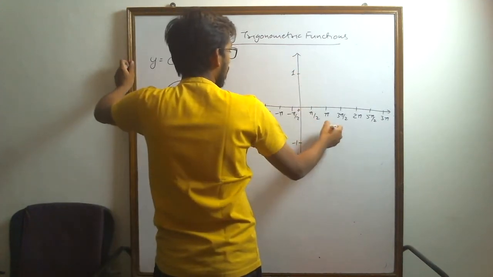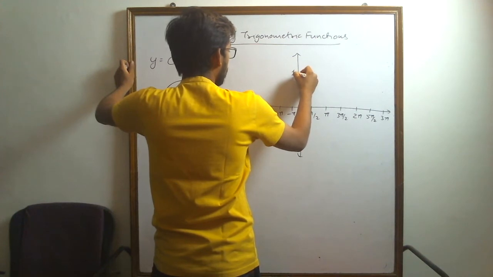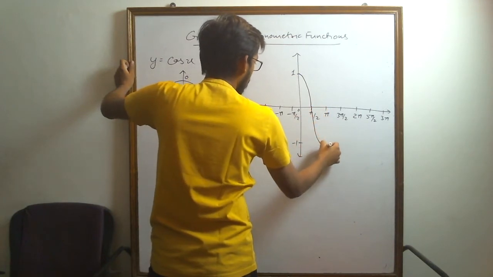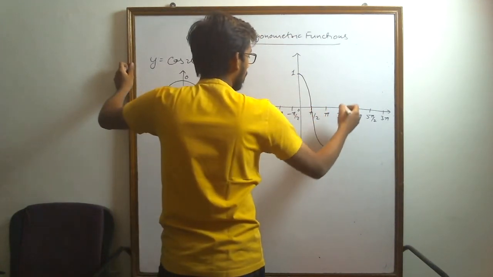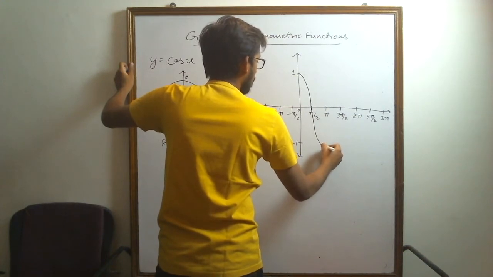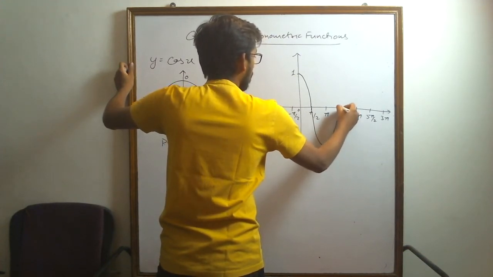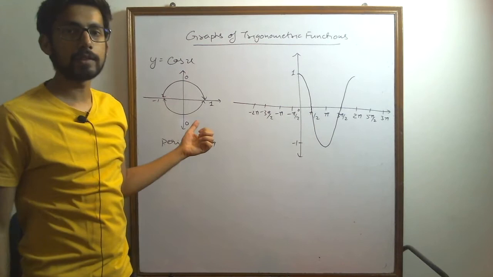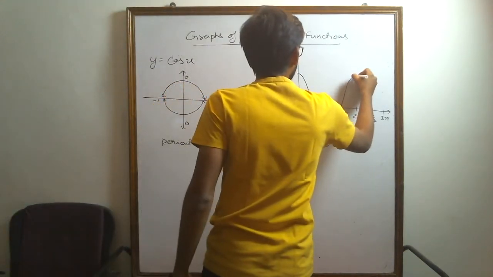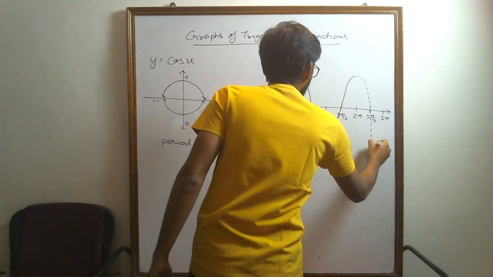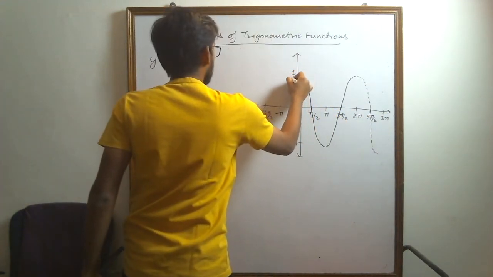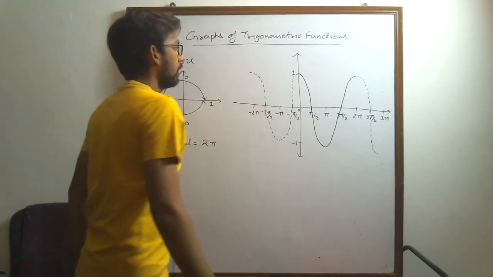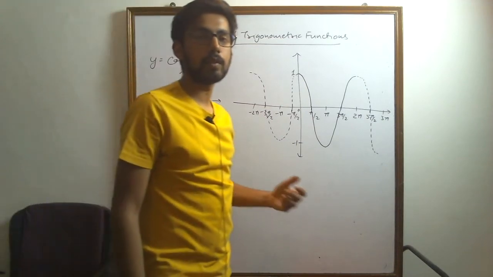So from 0 to pi it is a decreasing function. The value goes from 1 to 0 at pi by 2, then from 0 to minus 1 at pi, like this, and then it is an increasing function and it grows from minus 1 to 0 at 3 pi by 2, and then 0 to 1 at 2 pi. And since 2 pi is the period of the function, we can just repeat the graph on both sides. This gives us the graph of y is equal to cos x.